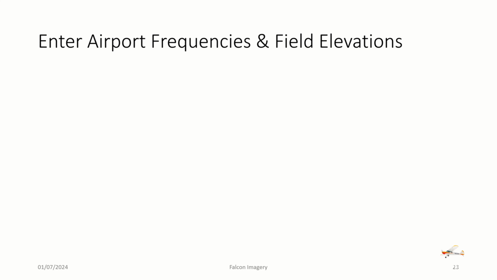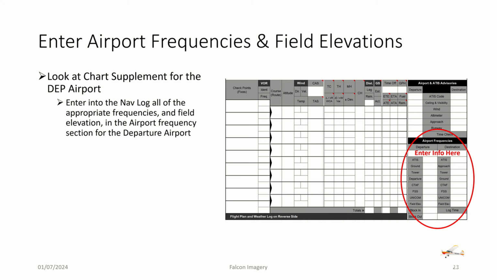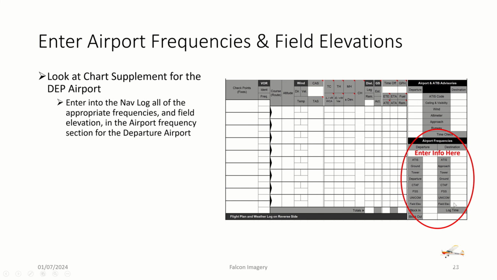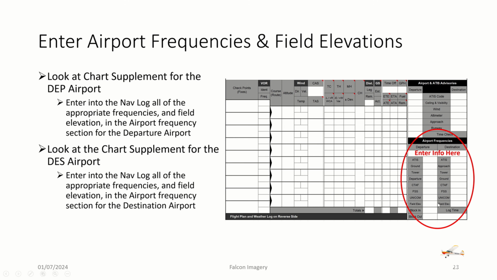Next, we want to enter the airport's frequencies and field elevations. So over here, this box right here. In the end, we want to have one sheet that we're working from on our cross-country flight versus a bunch of loose sheets laying around the cockpit. That is everything we need to know about the trip. So here we'll enter info about all the various frequencies for that airport, both the departing airport and the destination airport. And down here, we'll put in the field elevation of each, so we have a clue what altitude we need to fly for the pattern once we get into it.